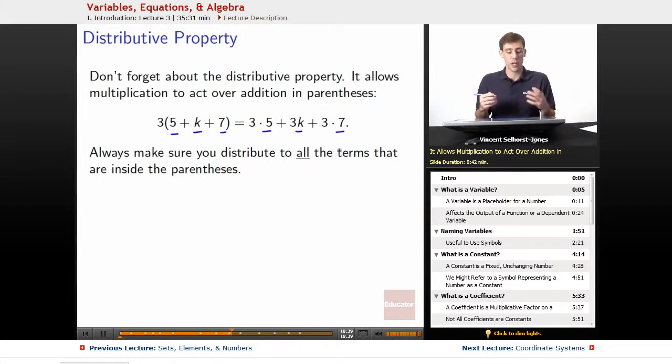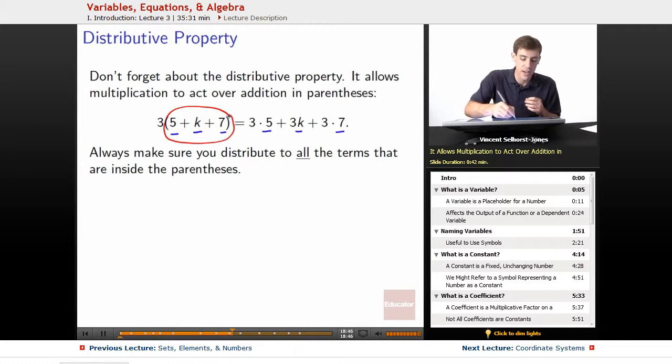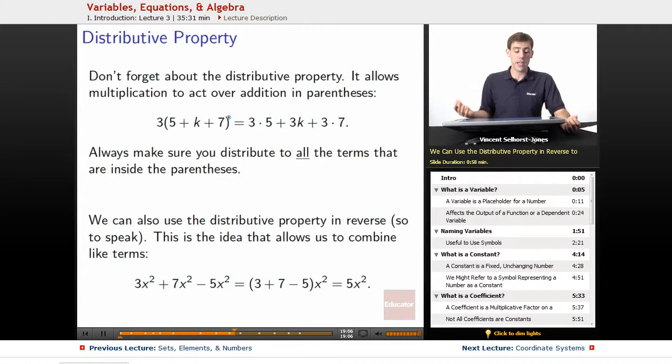That's the distributive property. Always make sure you distribute to all the terms that are inside the parentheses, right? We have to distribute to everything inside of the parentheses. I see lots of students see something like this and they go, oh, 3 times 5 plus k plus 7. No. You have to do everything inside of the parentheses. Otherwise, you're not distributing. So make sure that you're always distributing to everything in there. All right. We can also use the distributive property in reverse, so to speak. We can go backwards in a way. This idea is what allows us to combine like terms.